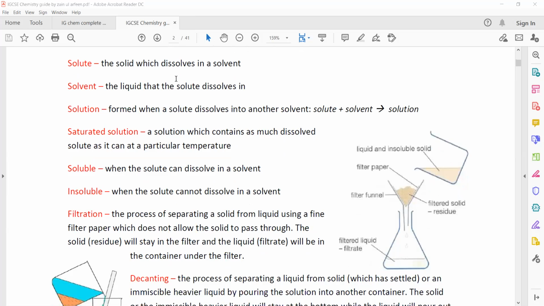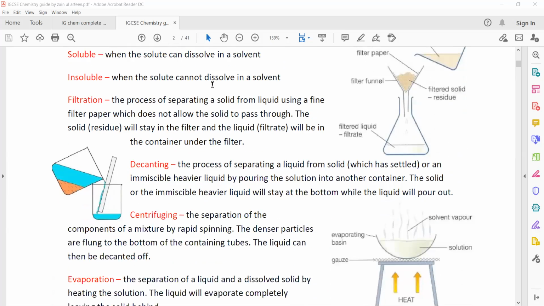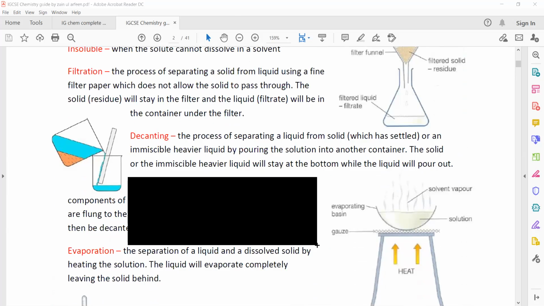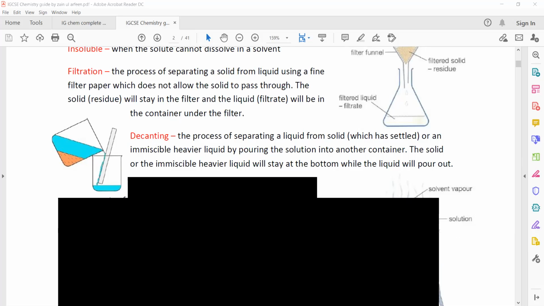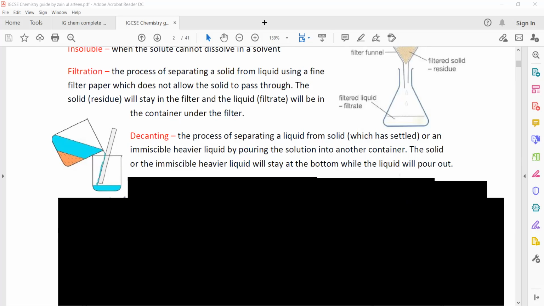So if you want to separate the insoluble solute, we can either use filtration or we can also use decanting. These are the two methods.